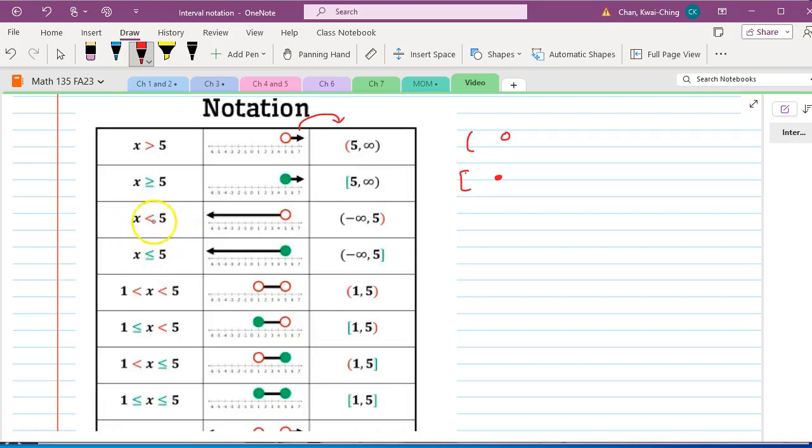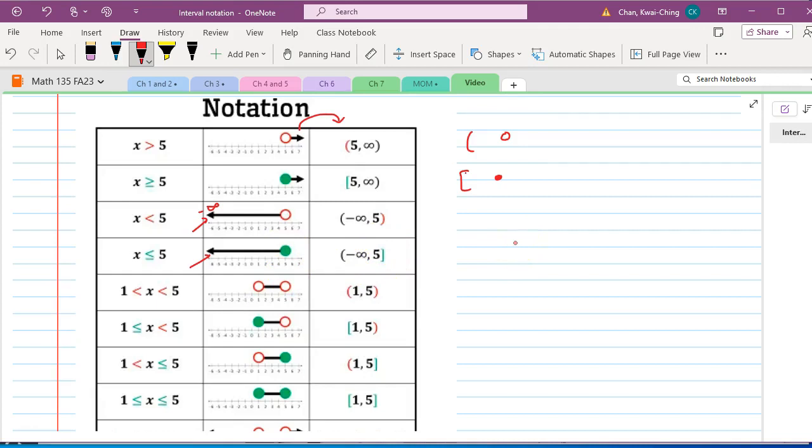If I do less than or equal to, or less than, then my left-hand side is negative infinity, right? So this is all negative infinity. So I write negative infinity first, open, and then I do 5 at the end. If it's just less than, with an open circle, I end with the parenthesis. If it includes 5, then I close with the square bracket.